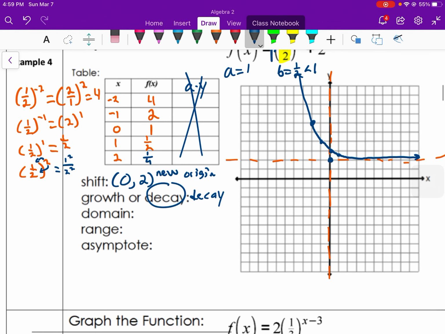So my domain, it's left and right forever. So x is an element of all reals. And then my range, my y values are greater than, and we're looking at our k value, which is 2. And you can also verify on the graph, this is a height of 2, and it's approaching that height. So that is also my asymptote, y equals 2.